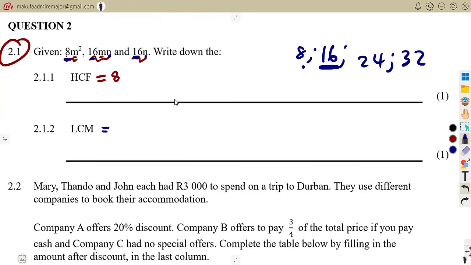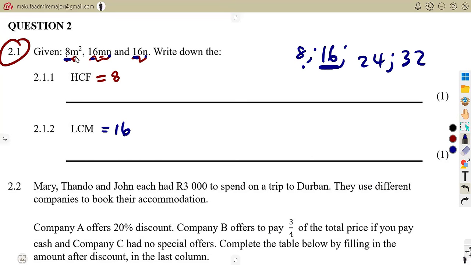Of 8, which is a multiple of 16? 16 is a multiple of 16. It is a multiple of 8. So meaning to say, we can write 16. Remember the LCM in terms of the letters: we do not consider whether the letter is common. As long as the variable is given, we are going to take it.